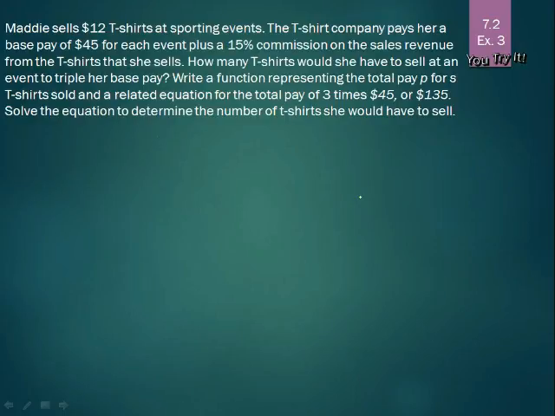Maddie sells $12 t-shirts at sporting events. The t-shirt company pays her a base pay of $45 for each event, plus a 15% commission on the sales revenue from the t-shirts that she sells. How many t-shirts would she have to sell in an event to triple her base pay?